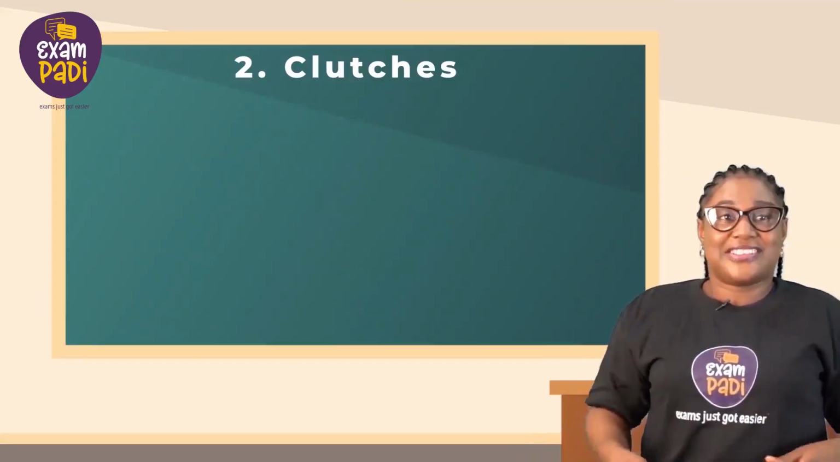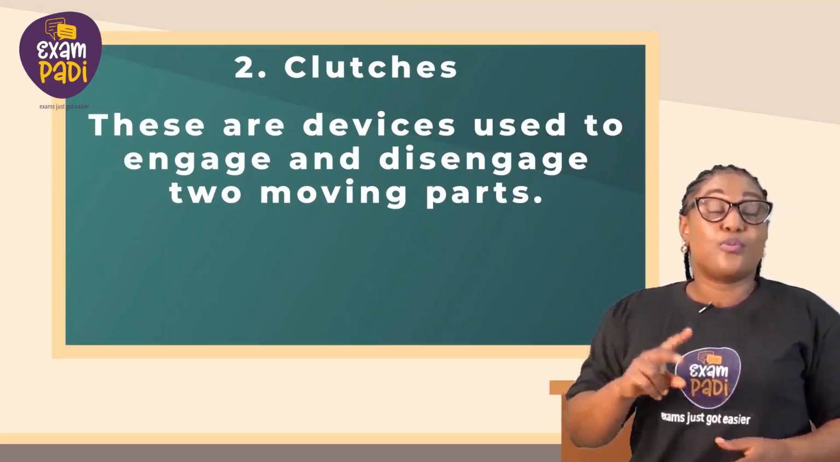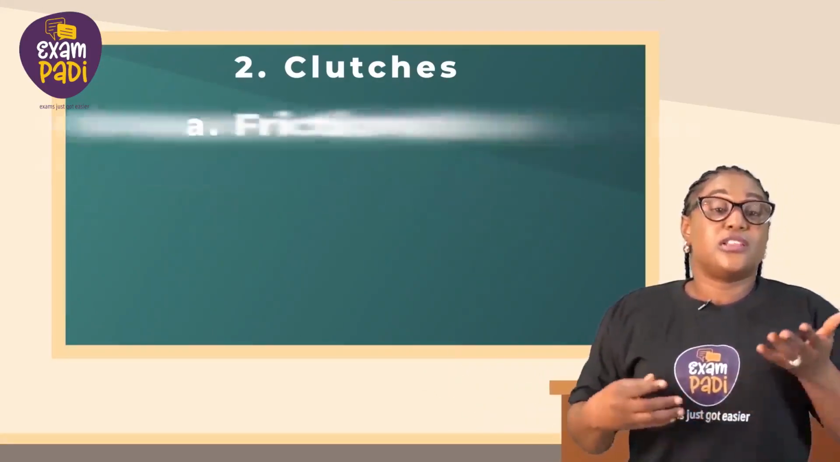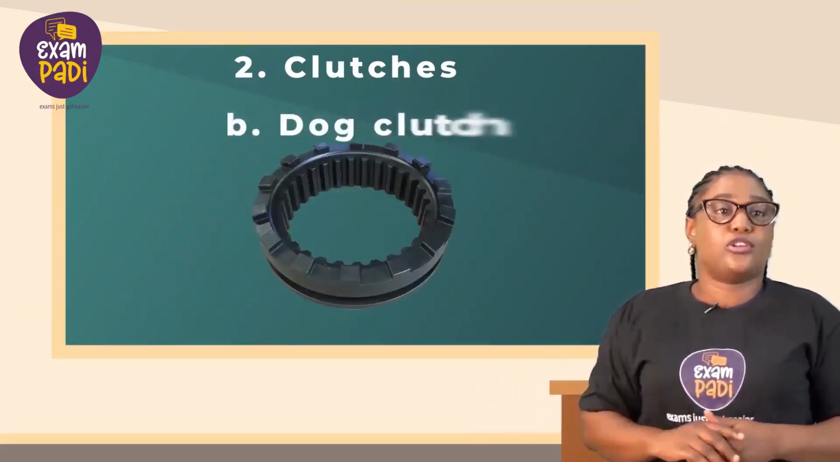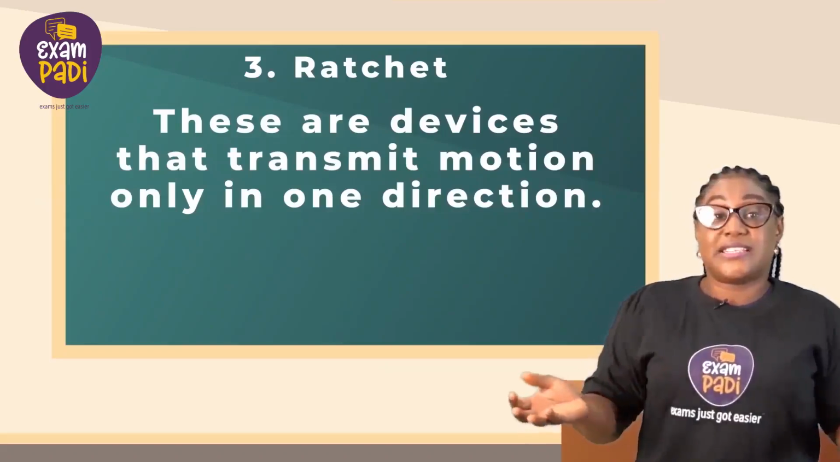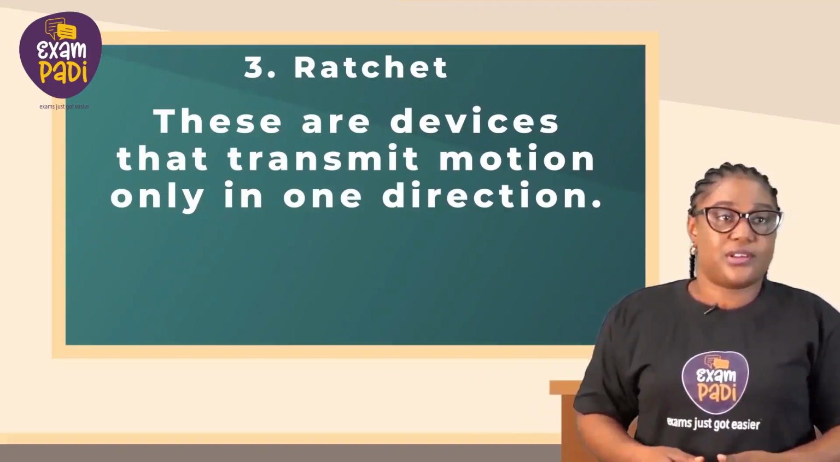2. Clutches. These are devices used to engage and disengage two moving parts. A few examples of clutches include the friction clutch and the dog clutch. 3. Ratchets. These are devices that transmit motion only in one direction.